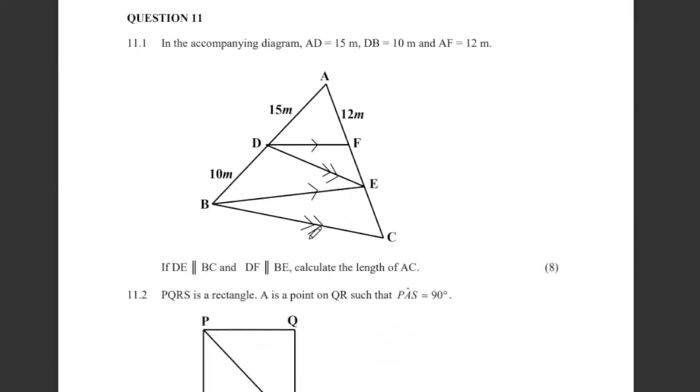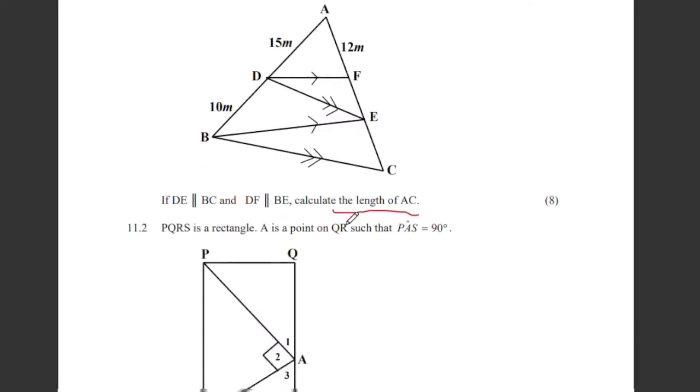Then question 11, in the accompanying diagram, okay, AD is 15 and they gave us that information. If those lines are parallel, can you calculate the length of AC? So the proportionality theorem must be used. Okay, if possible, just get to know which triangles are similar to which one, and then you're good to go.